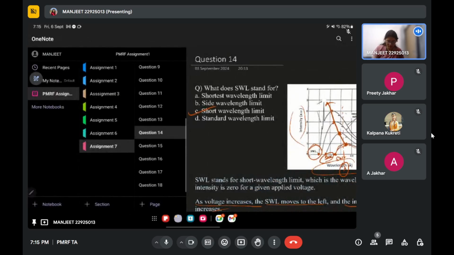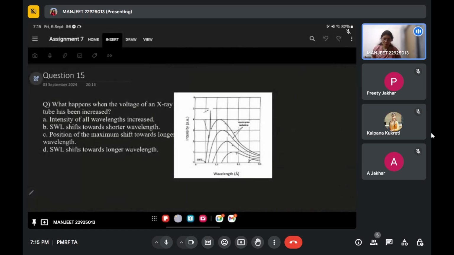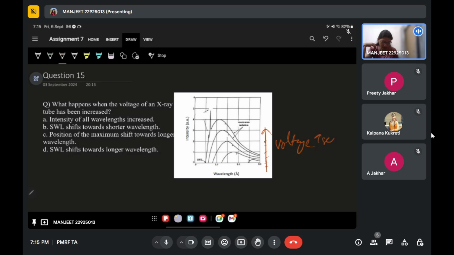Let's move to question number 15. What happens when the voltage of the X-ray tube is increased? The A part: the intensity of all wavelengths increases. Yes, if you see the different curves in this direction, the voltage is increasing, and the intensity of all the wavelengths increases.